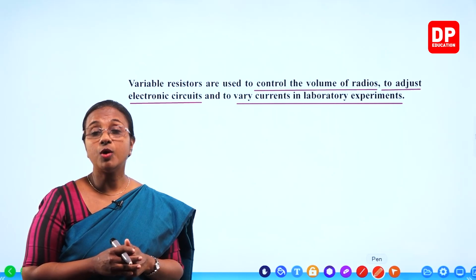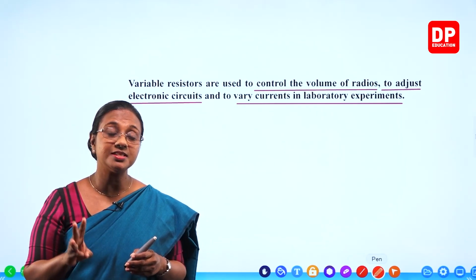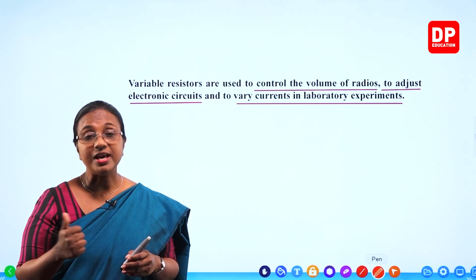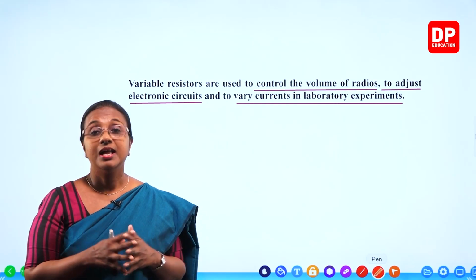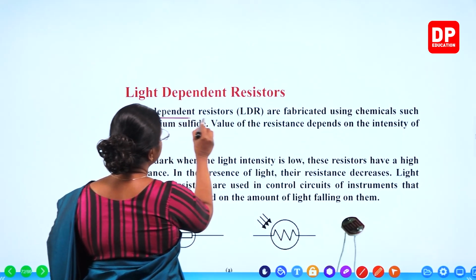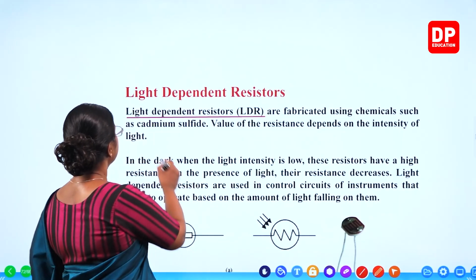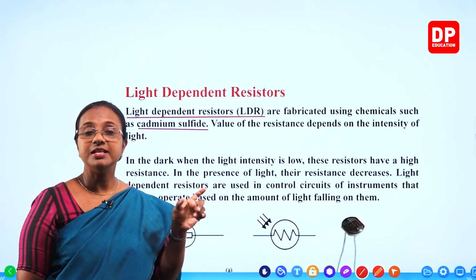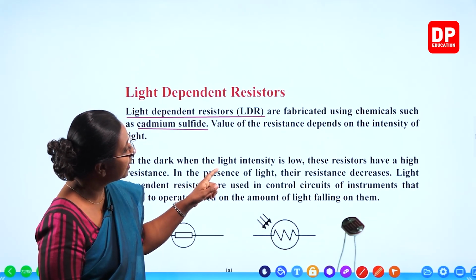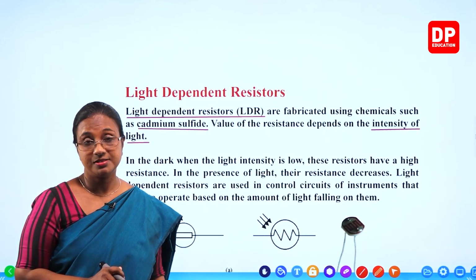With that, students, I'm going to move on to the next slide where we discuss the light-dependent resistors. So we are discussing the types of resistors, 3 types: fixed value resistors, then variable resistors, and finally the last type, light-dependent resistors. Light-dependent resistors are abbreviated as LDR. Light-dependent resistors, LDR, are fabricated using chemicals such as cadmium sulfide. Cadmium sulfide is a chemical compound. Value of the resistance depends on the intensity of light. That is why we call it light-dependent resistor.